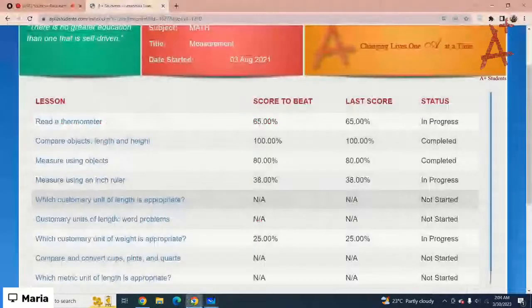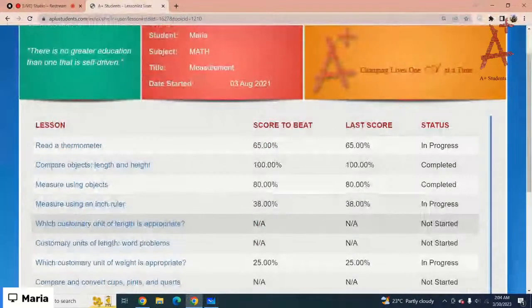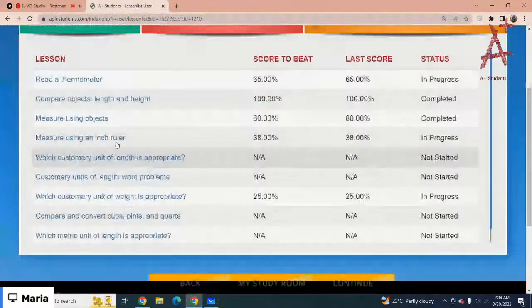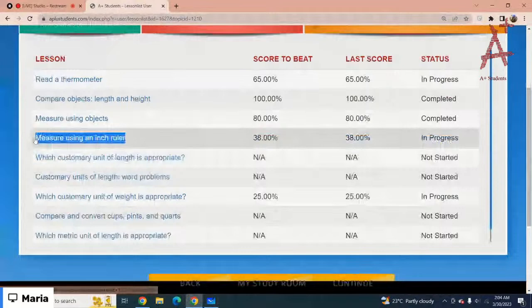Okay, here I am on grade 1 maths. The chapter we're working on is measurement. Here is the chapter measurement, and we're going to start with the lesson measure using an inch ruler. Here is the lesson. Got it? So let's just start with the lesson.